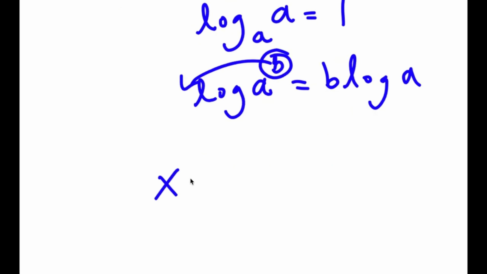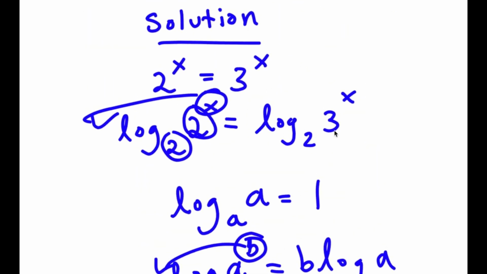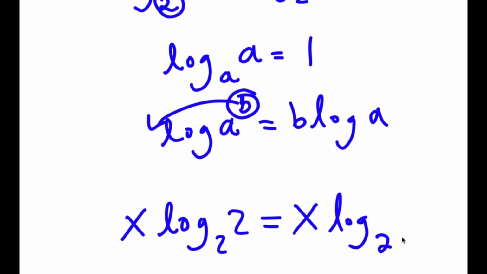So now I have x times log base 2 of 2 is equal to, I'm going to do the same thing over here, log base 2 of 3 to the power of x. I can move x to the front here. So now I have this is equal to x times log base 2 of 3.